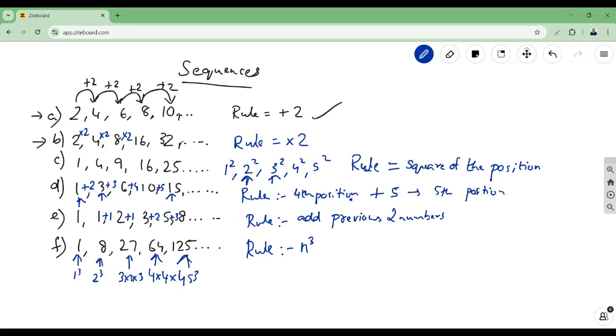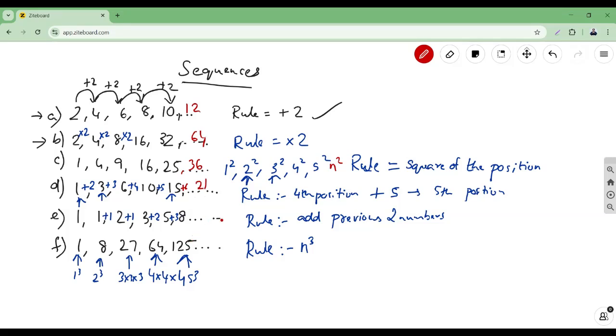Okay, now we found the rules, right? Now let's try to find the next number. Once we find the rule, it's easy to find the next number, right? Next number in the sequence. I'm going to do it in the red color pen, right? So the rule here is plus 2, means next number should be a 12. It's a multiplication of 2 here in the second one, means 32 multiplied by 2 gives me 64. Very nice. Here the rule is a square of the position, n square. So the next position is 6. Position 6, 6 square is 36. That's the next number. Here we know that plus 5 is already done. So I need to do a plus 6. Plus 6, if I do, I'll get the next number, 21.